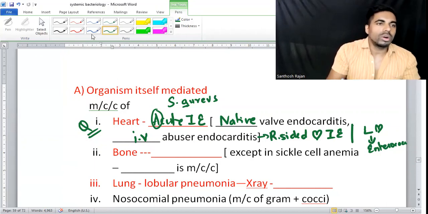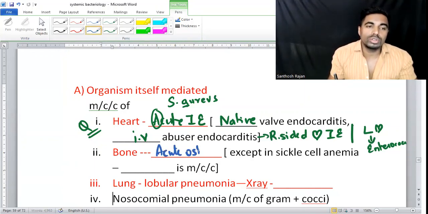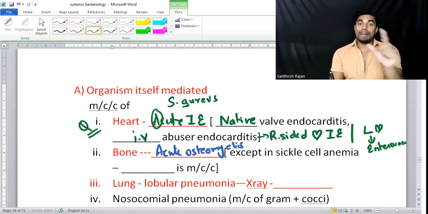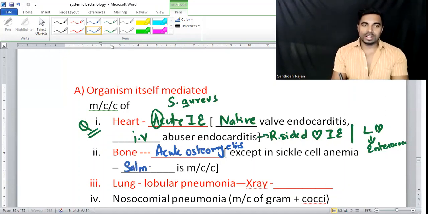if it is Staphylococcus aureus or coagulase-negative staph or whatever the organism is. So bone, one of the frequently asked questions: the most common cause of acute osteomyelitis is Staphylococcus aureus. But there is an exception. If the patient has sickle cell anemia, you know the answer very well. What is that? Salmonella. Salmonella is the most common cause. That's a question frequently asked.